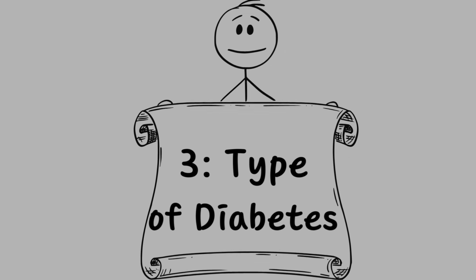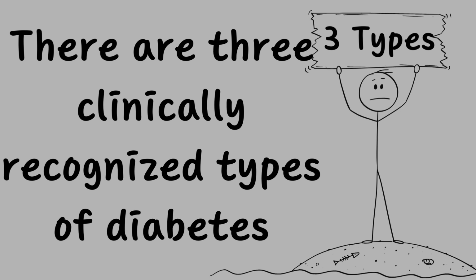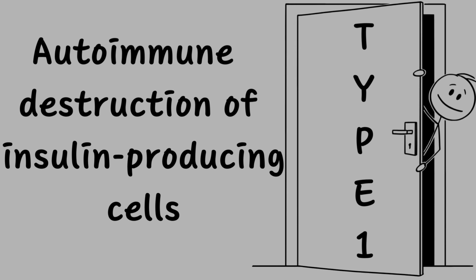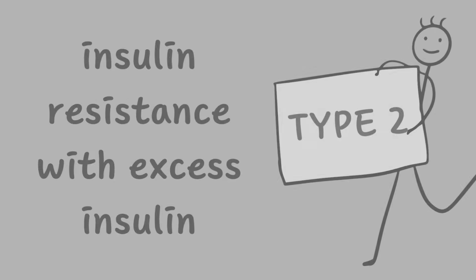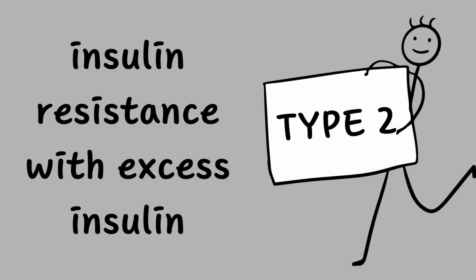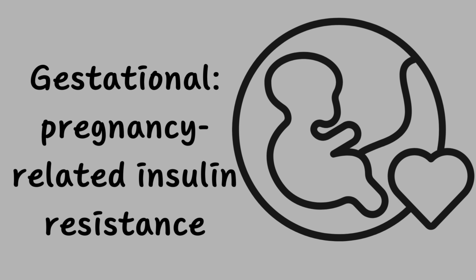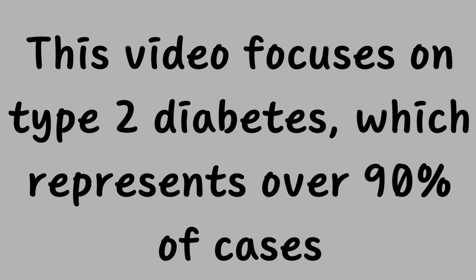Types of diabetes. There are 3 clinically recognized types of diabetes. Type 1: autoimmune destruction of insulin-producing cells. Type 2: insulin resistance with excess insulin. Gestational: pregnancy-related insulin resistance. This video focuses on type 2 diabetes, which represents over 90% of cases.